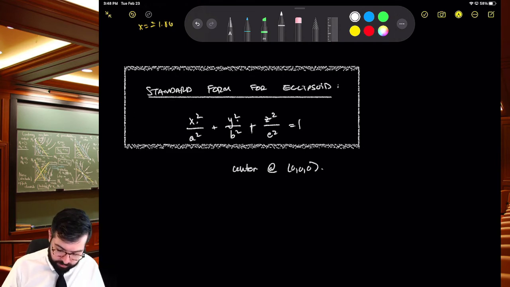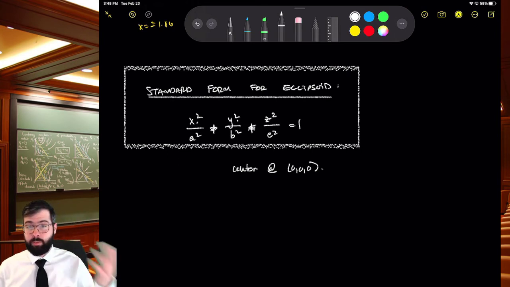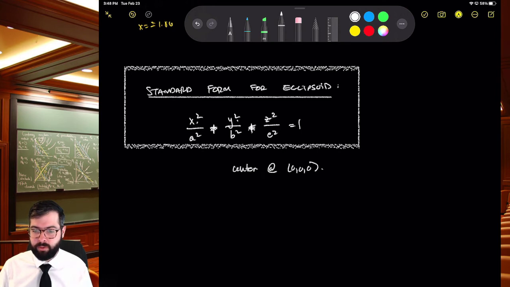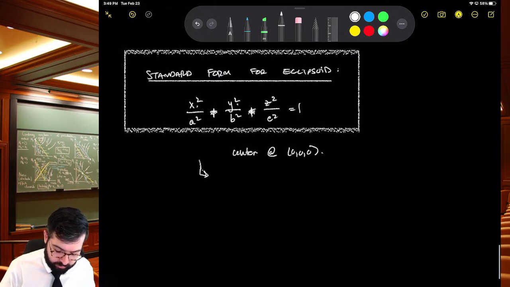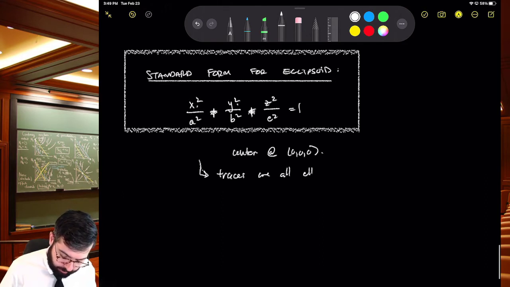But you'll hopefully see its striking resemblance to a sphere, because a sphere is a special version of an ellipsoid, right? It's where a, b, and c are all 1. All the terms are positive, all the terms are squared, they're on the same side of the equation, and they're equal to 1 on the right-hand side. So that is ellipsoids, and the cross sections or traces are all ellipses.